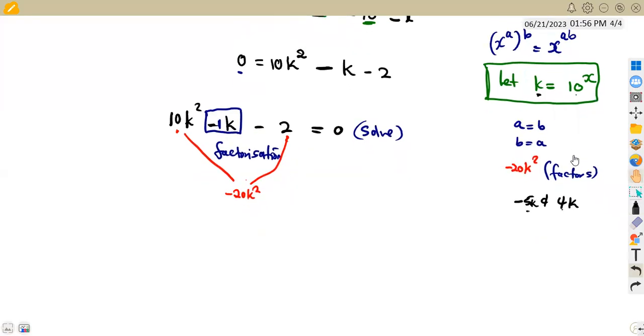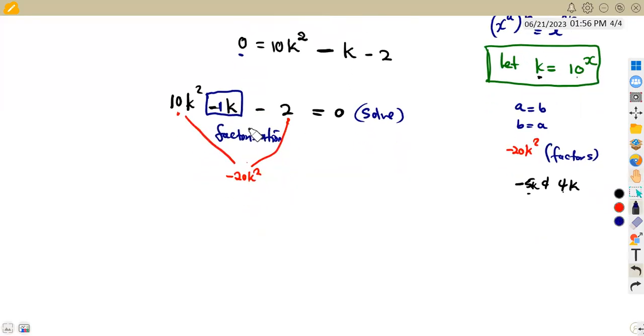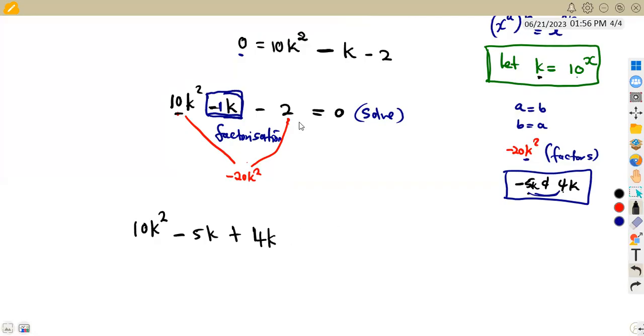So these are the two terms that we are going to replace into the middle term, which is the minus k. We are going to substitute into this middle term, meaning the first term is going to remain as it is, as 10k squared. Then our middle term is going to be replaced with these two terms that we multiplied to get negative 20. But if we add, we get negative k, which is a negative 5k plus 4k, like this. All right. Then the other terms, the first term and last term, remain as they are. So this is equal to 0.